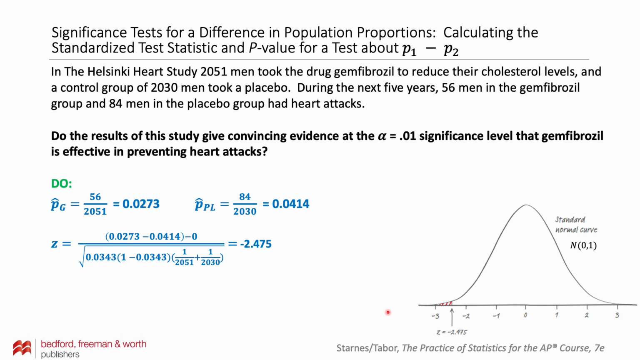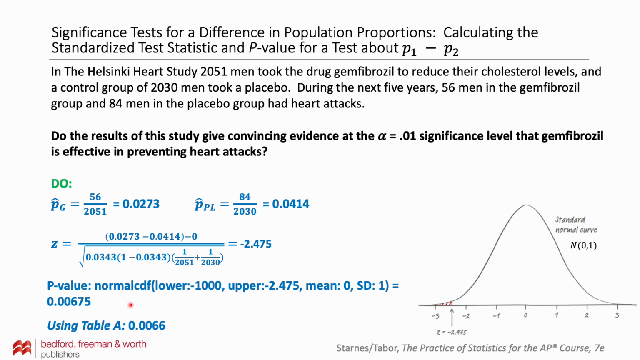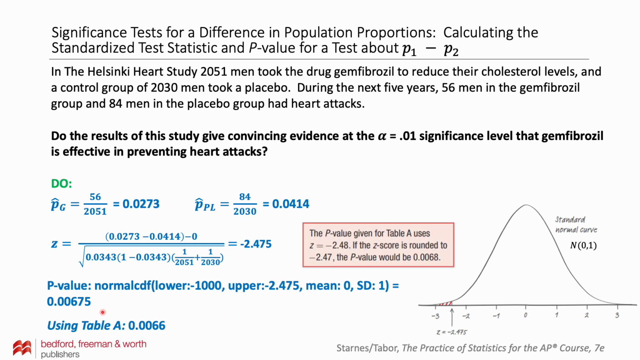Now, since we shaded to the left, we do need to find our p-value, this probability here, that area. So what we're going to do is either use our calculator and do normalcdf with our lower, our upper, our mean, our standard deviation, and find our probability, or we can use Table A and find that probability as well.